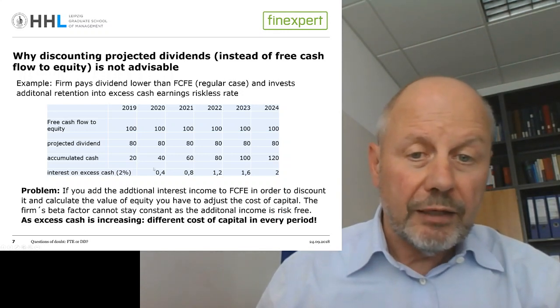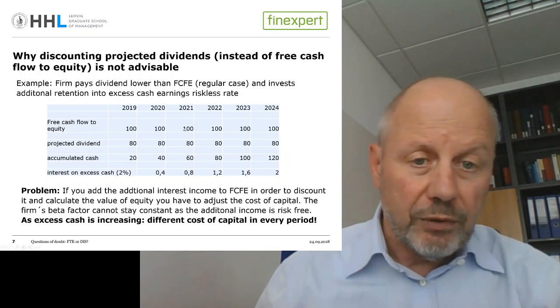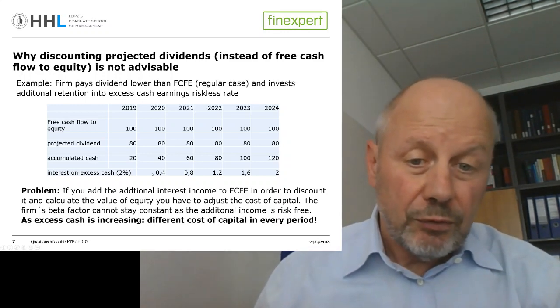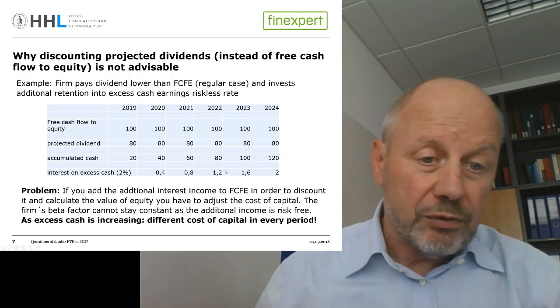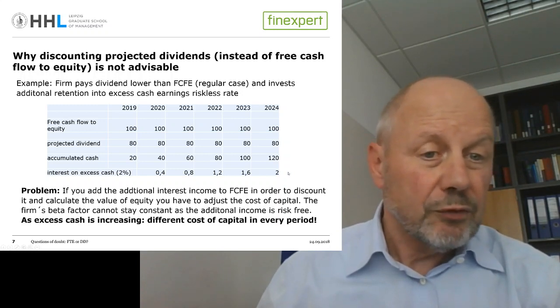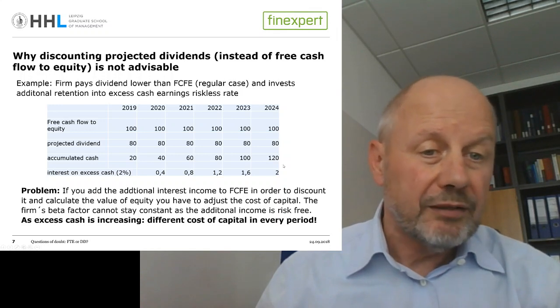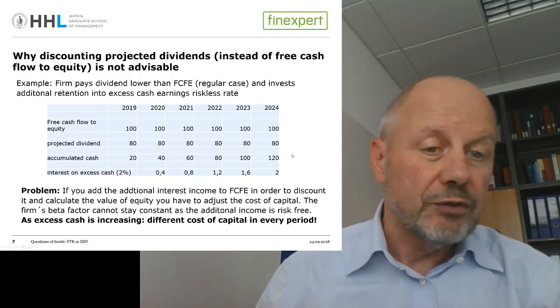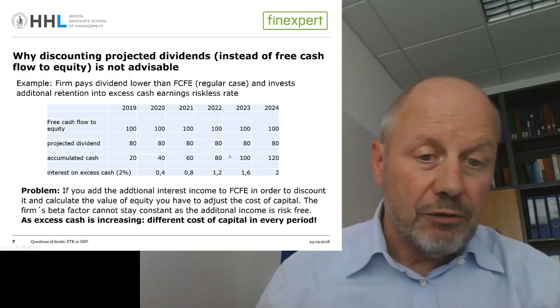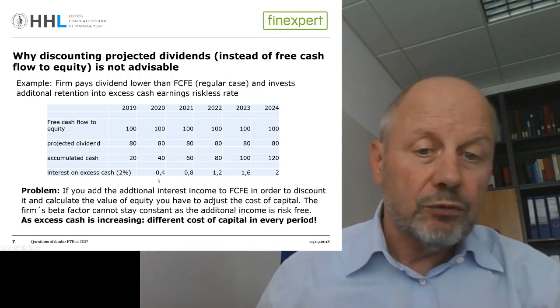Why? Note that the free cash flow to equity is driven by the firm's equity beta, and of course this additional cash flow here must carry a beta factor of 0. And of course the firm's total beta is the weighted average over the two. And the problem is then, as our cash balance is increasing over time, you would have to adjust the total beta factor, the equity beta of the firm, in every period.